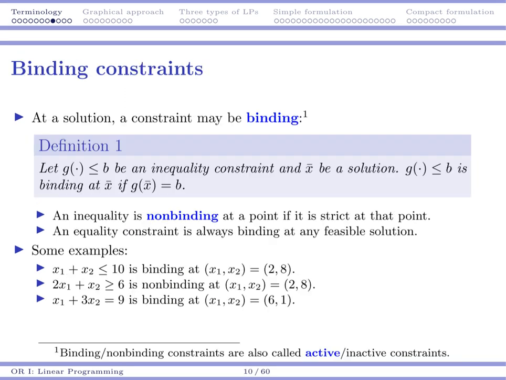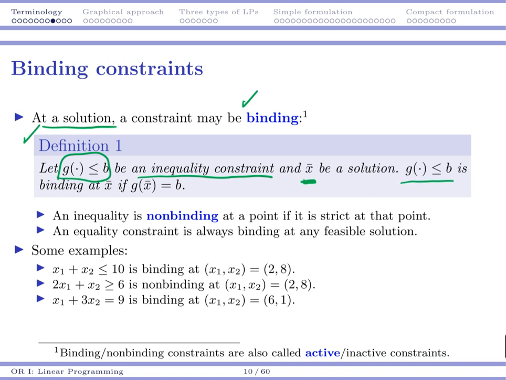Next, we need to talk about a very important concept, which is called binding constraints. It is a property of a constraint when you are talking about a specific solution. So let's take a look at this definition. Suppose we have g of something less than or equal to b as an inequality constraint, and x bar is a specific solution.